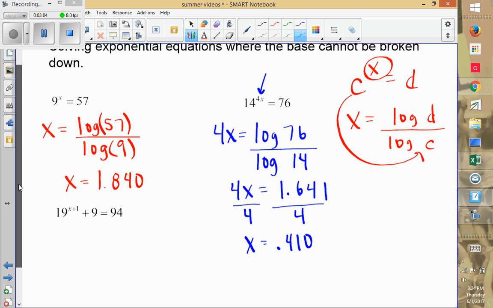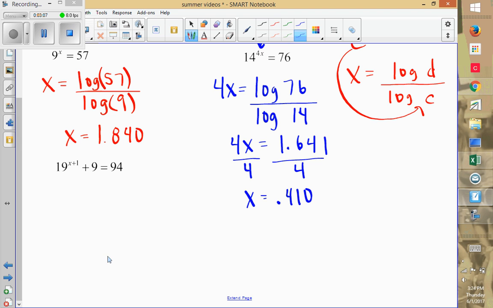Some of those extra steps might come before you even start the problem. That formula on the right-hand side cannot be used unless you have an exponential set equal to a number. So this 9 that I have right here in this problem needs to be moved over to the right-hand side before I even start the problem.